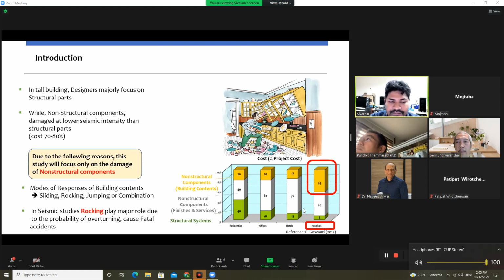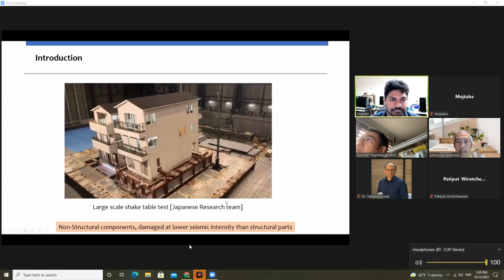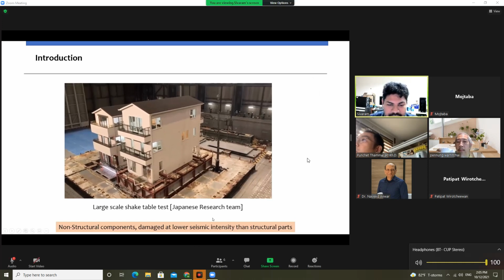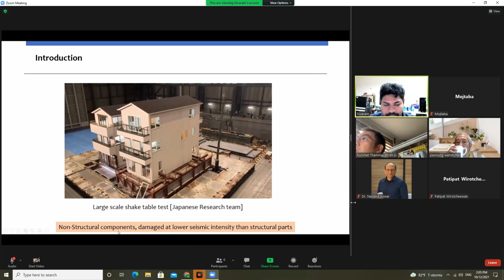Responses of building contents are sliding, rocking, jumping, and combination. But in seismic studies, rocking plays a major role due to the probability of overturning, which may cause fatal accidents. So this is one of the examples of a large-scale shake table test from a Japanese team.